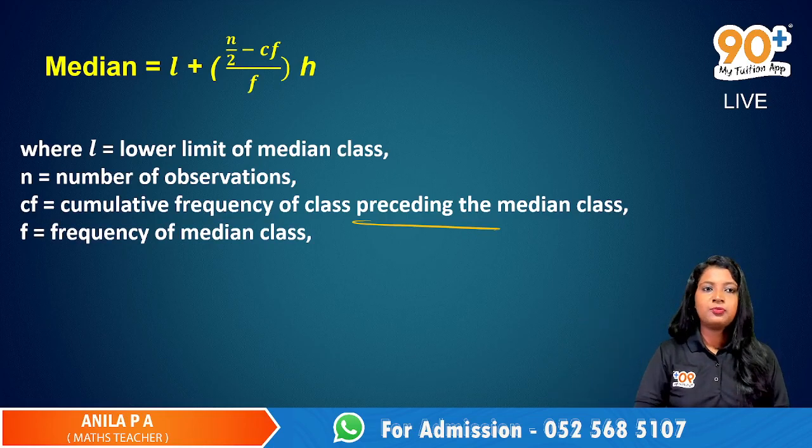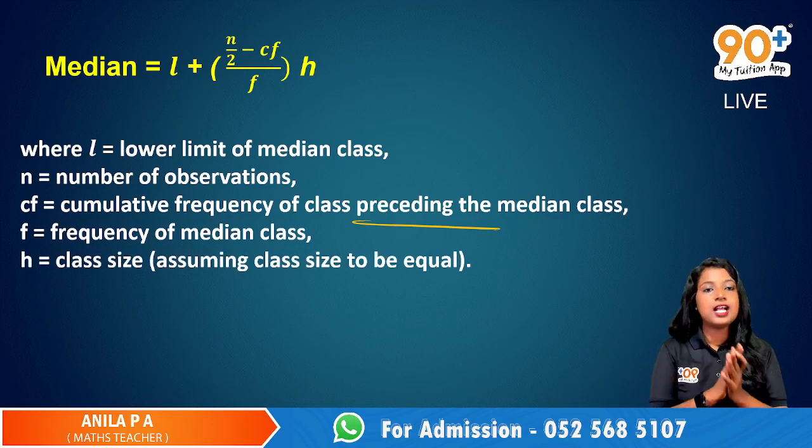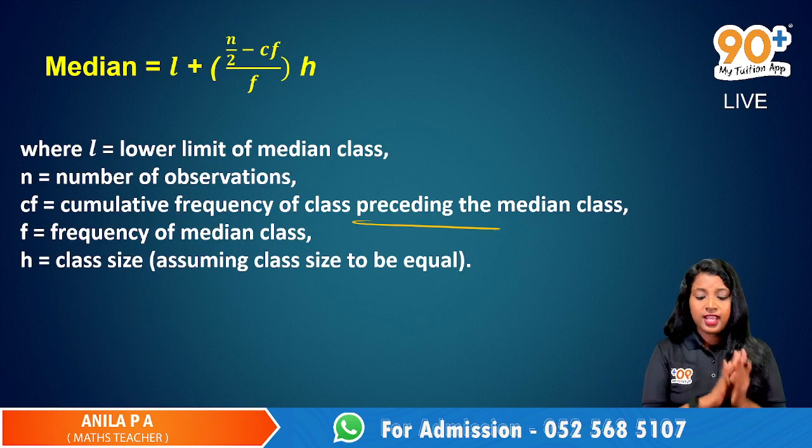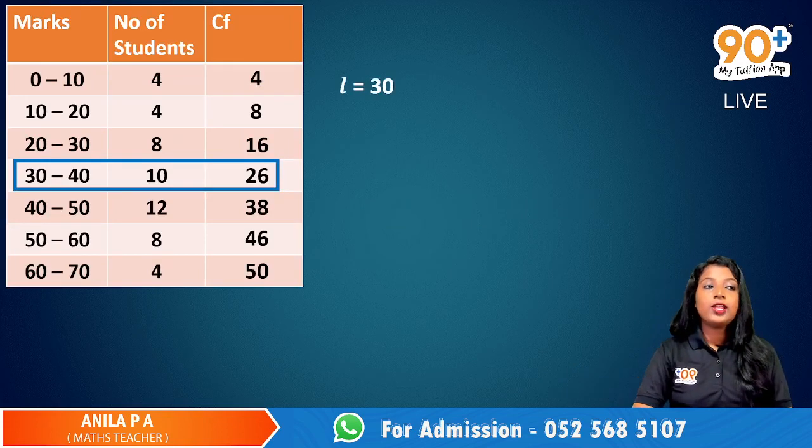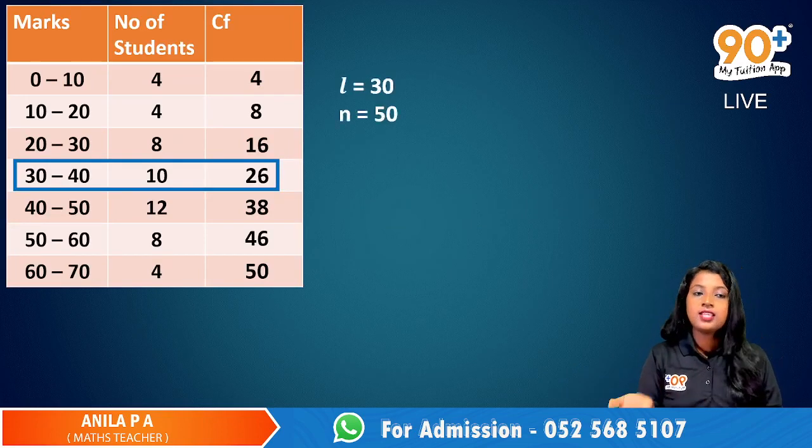F is the frequency of the median class, and H is the class size. Now let's find the values of L, n by 2 and all those things in the given question. So here L is equal to 30, right? N is equal to 50.